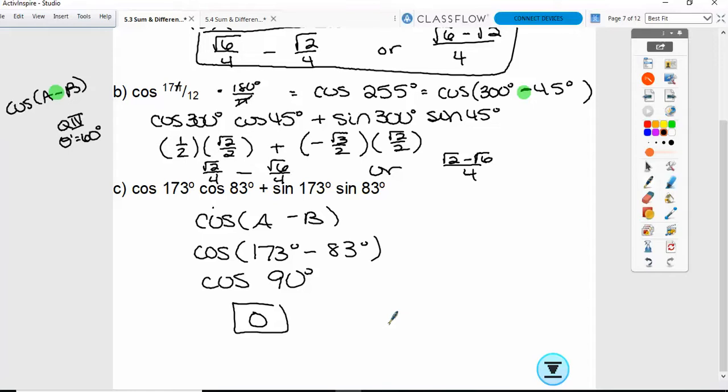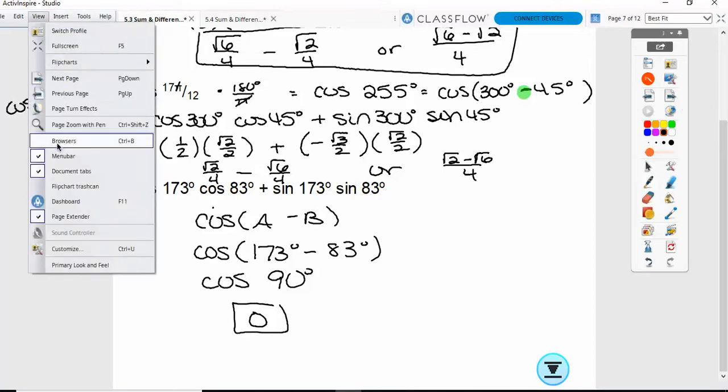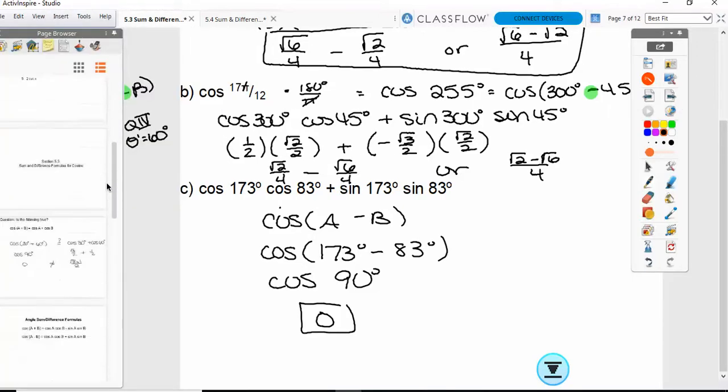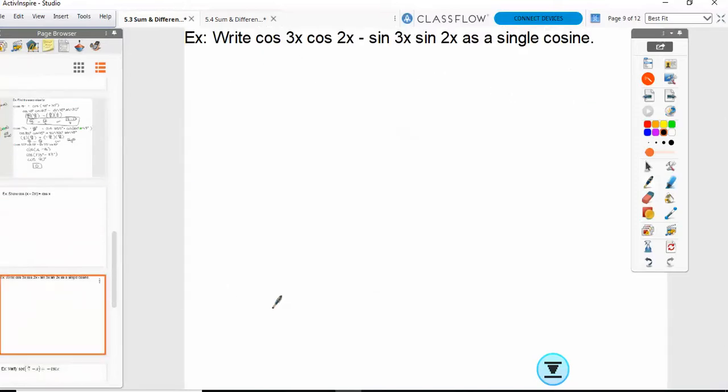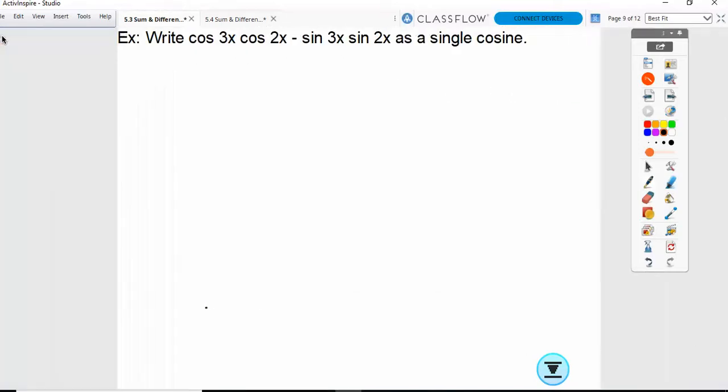Does everyone understand how to use these formulas? So you basically just need to figure out your A and your B, and then pick the right one if you're adding or subtracting. I'd like to try, let's do this one. Write this as a single cosine. Cosine 3x, cosine 2x, minus sine 3x, sine 2x.